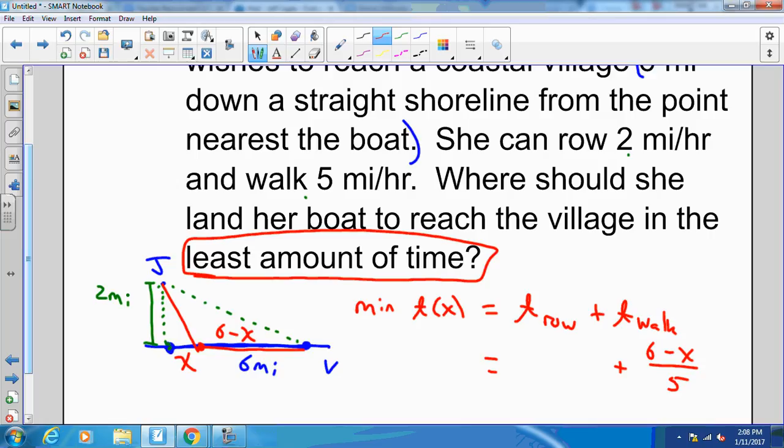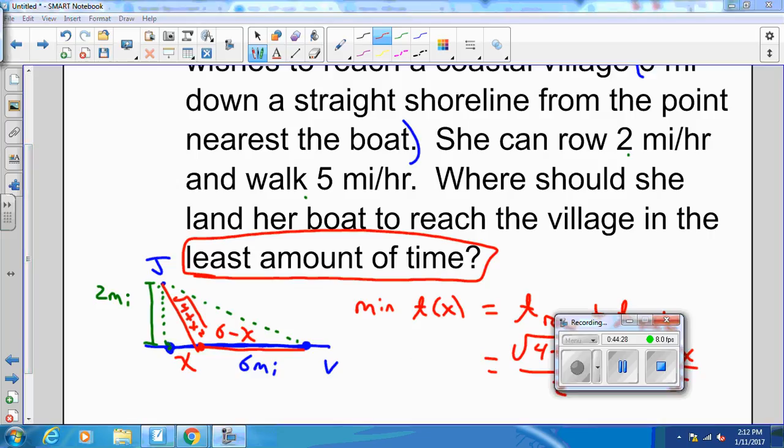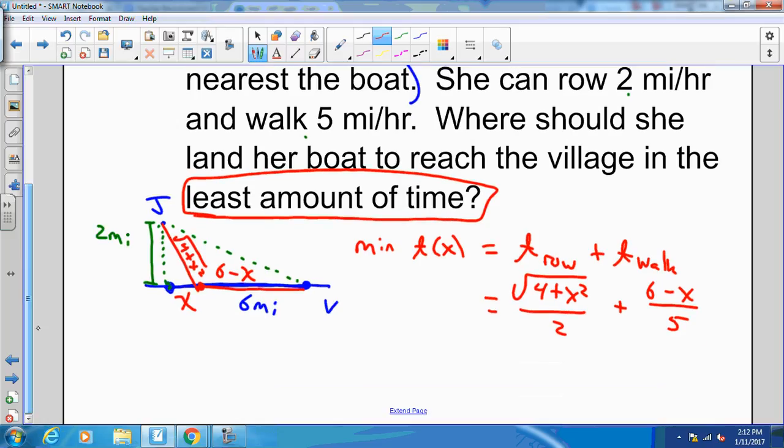Now let's do the slightly more challenging one. The distance here that she rows is the hypotenuse of a right triangle, whose legs are 2 and x. So this distance is going to be the square root of 4 plus x squared. And so I can take the distance that she rows and divide it by the rate that she rows at, and that is the amount of time it takes her to row. Okay, so we've identified a function t of x.